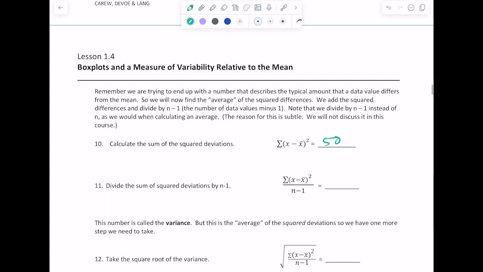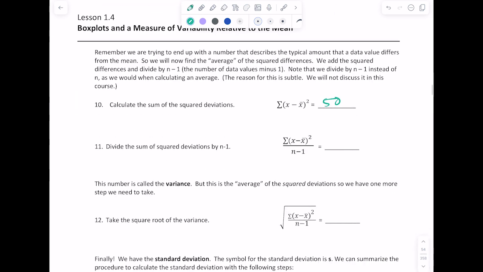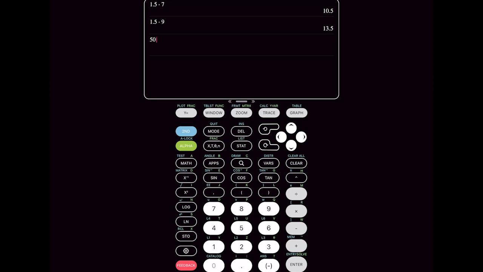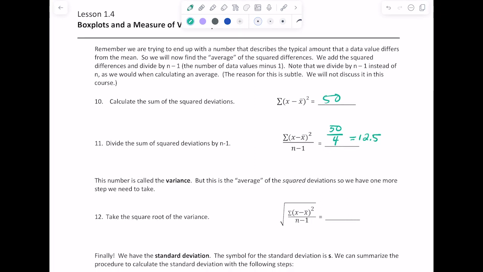The next thing I'm going to do is divide by n minus 1. n is your sample size, and my sample size here is 5. There's 5 days that you took the time down. So I'm going to subtract 1 from that. I'm basically dividing 50 by 5 minus 1, or 4. So 50 divided by 4 gives us 12.5. By the way, this value right here is known as the variance.